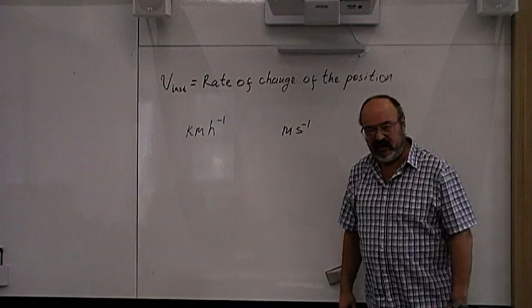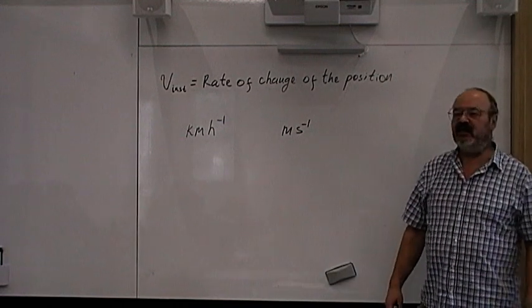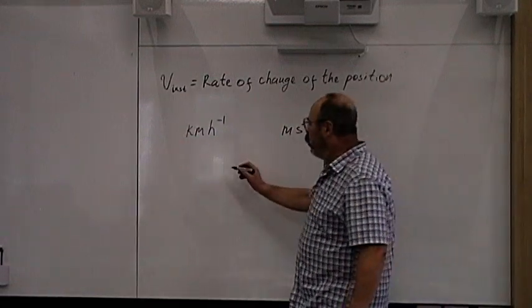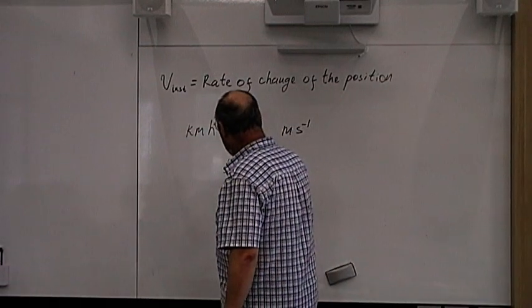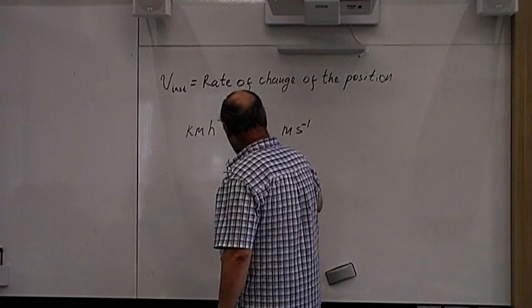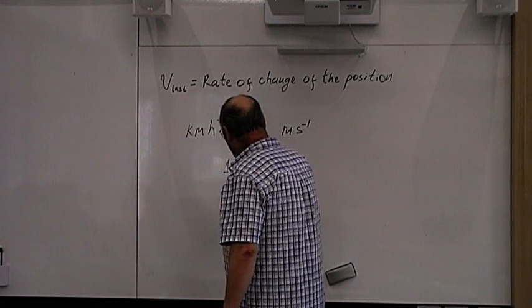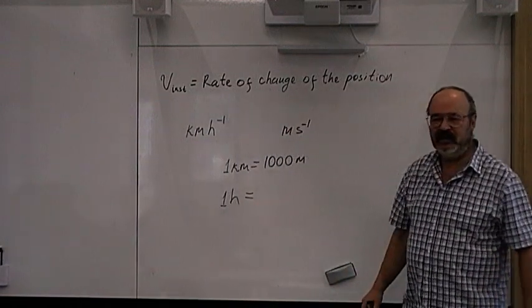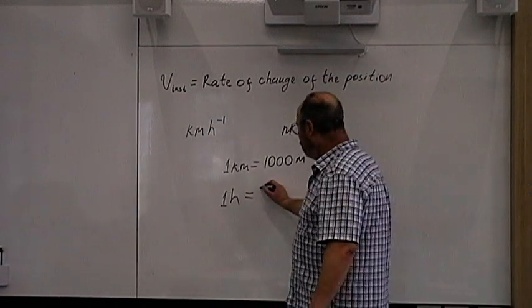To get this, we use a calculation. 1 kilometer is how many meters? 1,000 meters. And how many seconds are in 1 hour? 3,600.